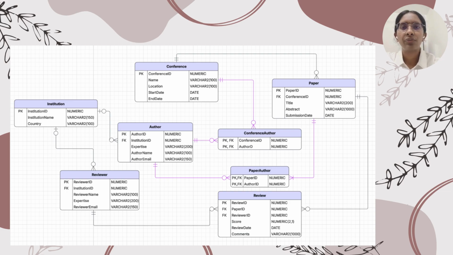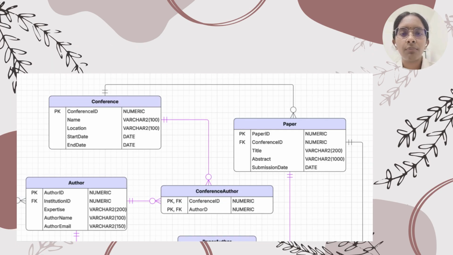As for the Crow's Foot notation and relationships, we have one-to-many. You will notice a one-and-only-one vertical line at the institution end and a crow's foot at the author and reviewer ends. This signifies that one institution can have many authors or reviewers, but each individual is linked to only one institution. We also have mandatory versus optional. For example, the relationship between paper and review shows that a specific review must belong to exactly one paper, which is mandatory, but a paper can have 0 to many reviews.